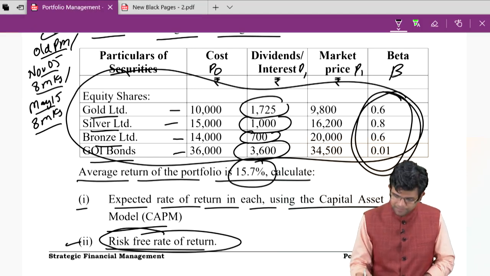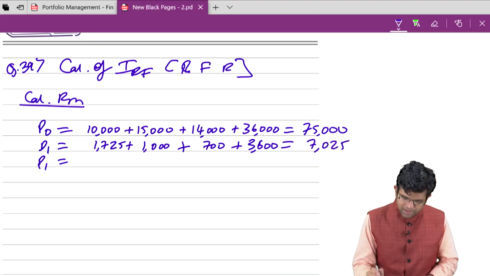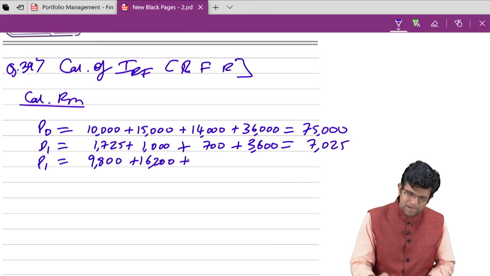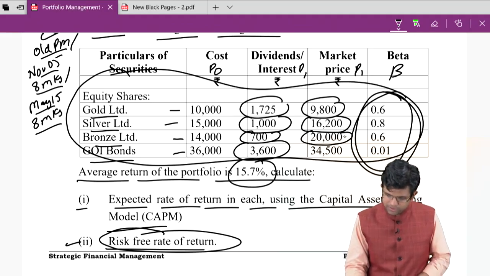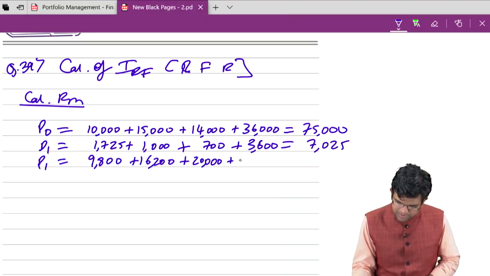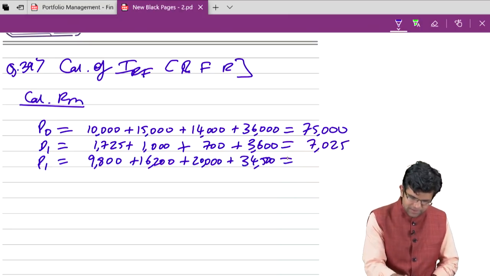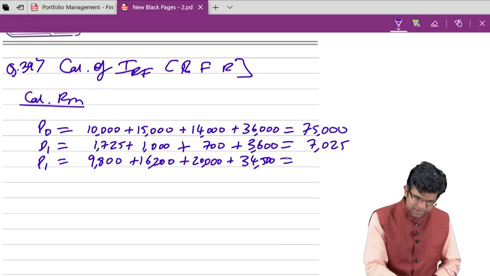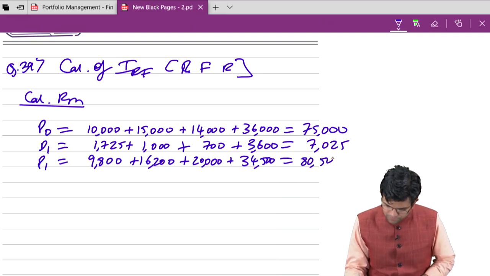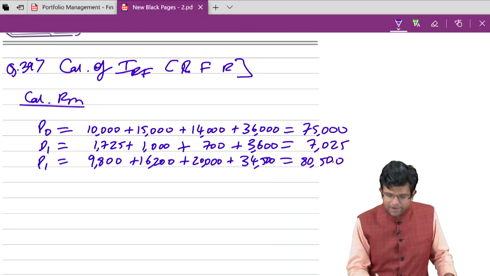Let's now go for P1. Students, P1 will be 9800 plus 16,200 plus the next two are 20,000 and 34,500. Let's take the calci, students. 9,800 plus 16,200 plus 20,000 plus 34,500. If we do, we will get rupees 80,500.